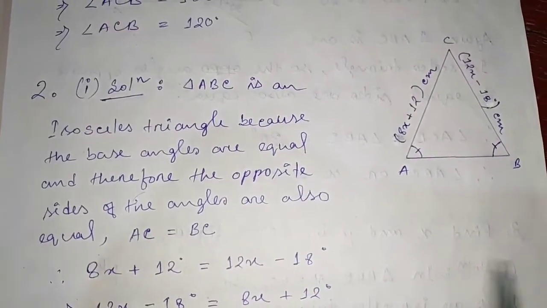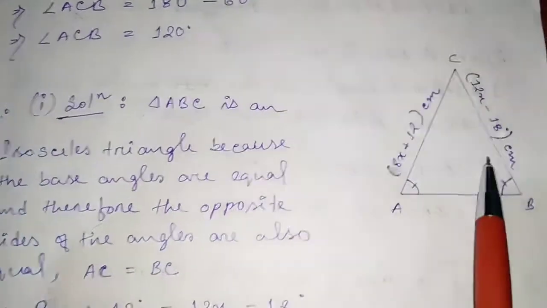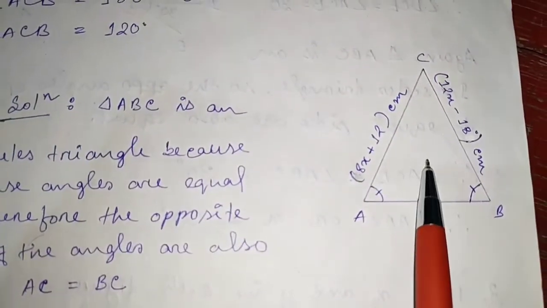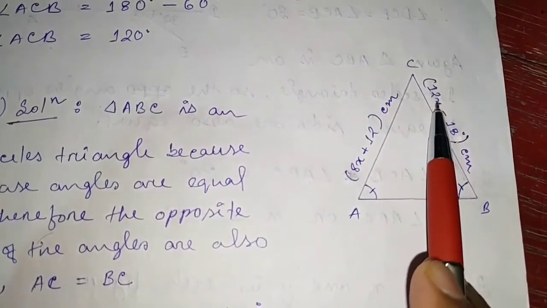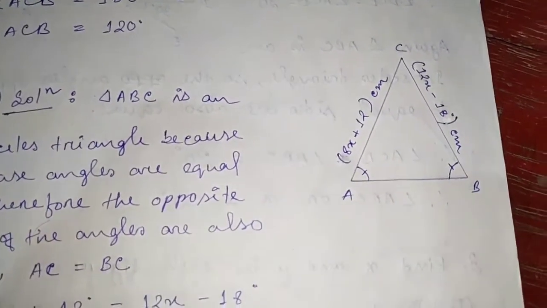Now let's begin with question number 2, okay? So this is the diagram. And here also we have to find the value of x, okay? It is x, here also it is x. So here we have to find the value of x.